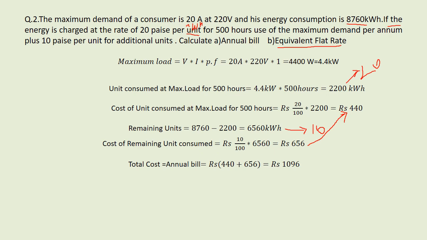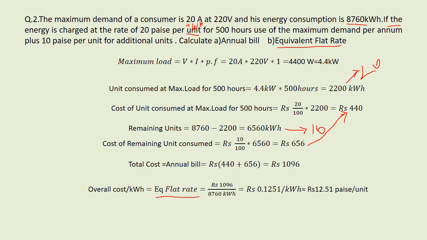In the previous problem we talked about cost per unit, and equivalent flat rate is another term for that overall cost per unit. For that we take the total amount of money upon the total energy consumption. So overall cost per kilowatt hour is equal to the equivalent flat rate, and that is 1096 upon 8760 kilowatt hour, and that will be around 12 paisa.